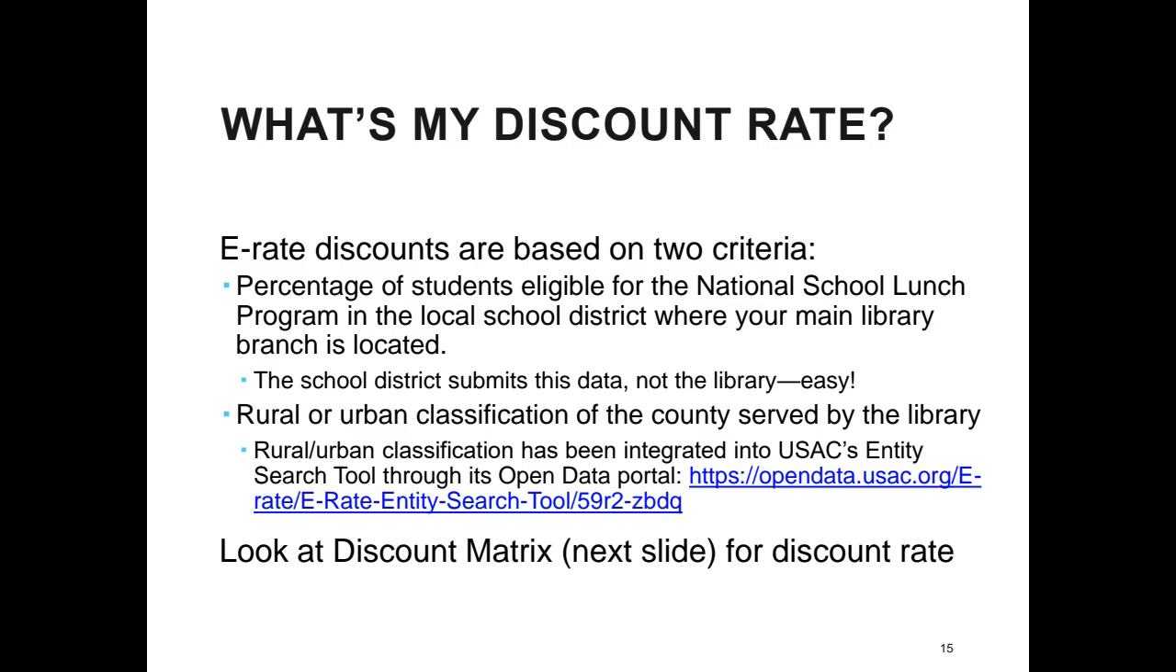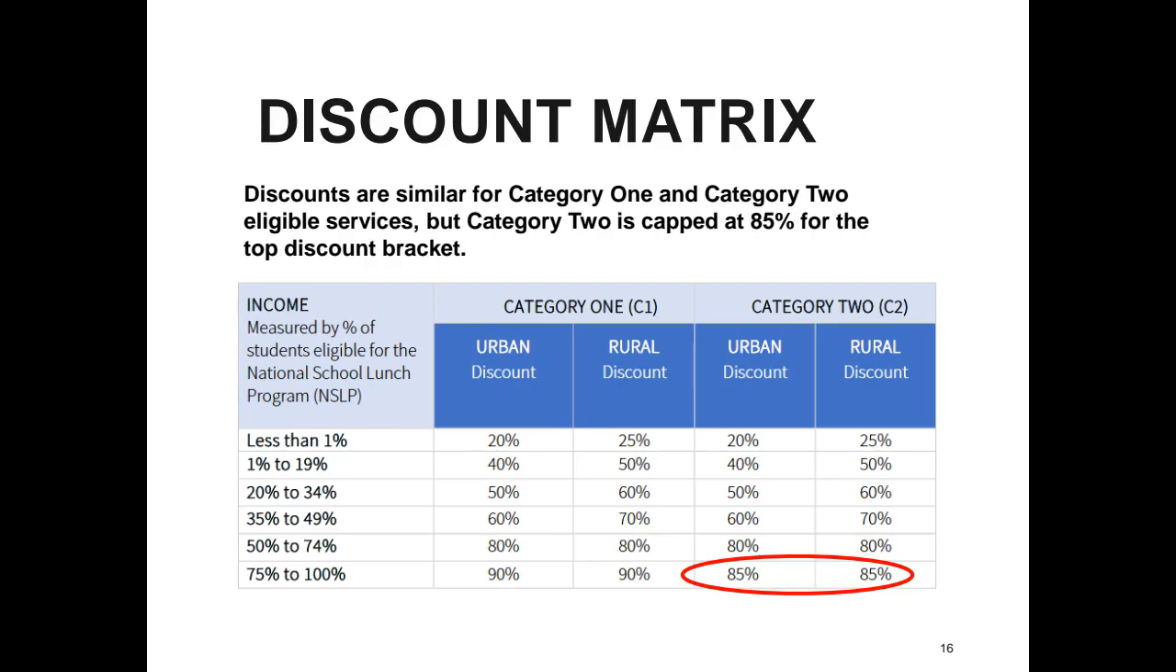Keeping in mind that right now, what you see on any application forms filed is tentative. The data is finalized during application review for the schools. So you put those two items together and you get this beautiful discount matrix. Most libraries are falling into the top two brackets, meaning 80% or 90% for category 1. I do want to note that category 2 tops out at 85% discounts.